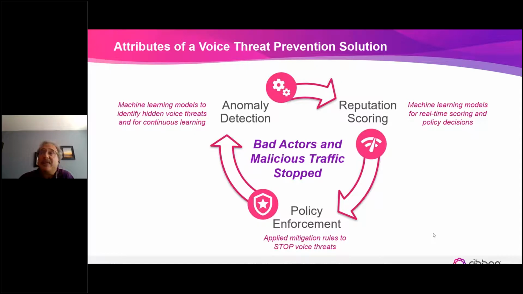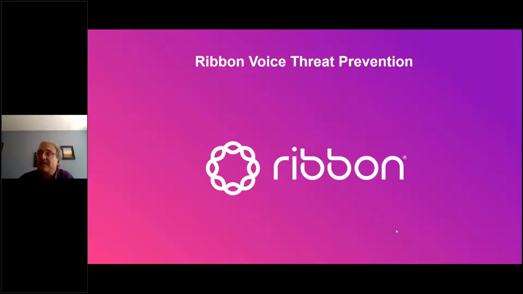And with that, I'm going to go ahead and turn it over to my colleague Ram and let him talk about what Ribbon's offering for a voice threat prevention solution.